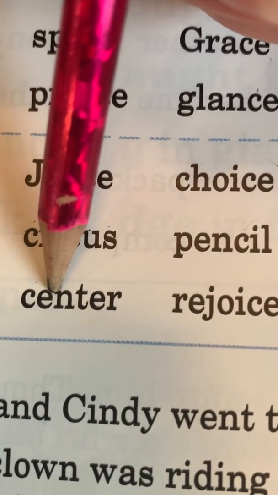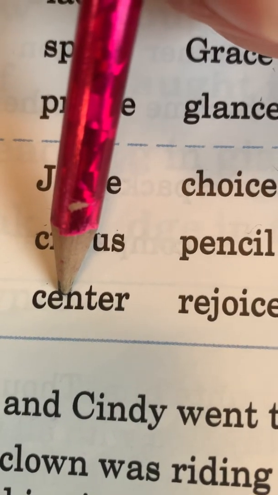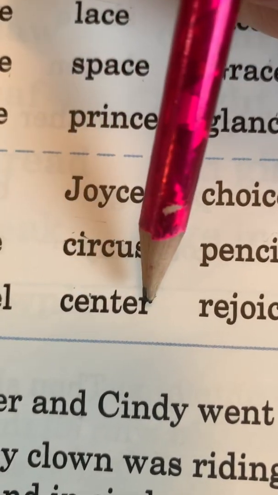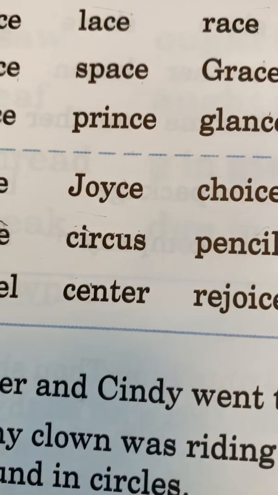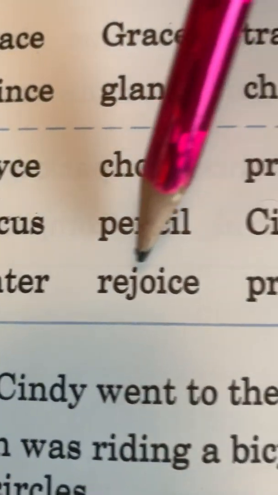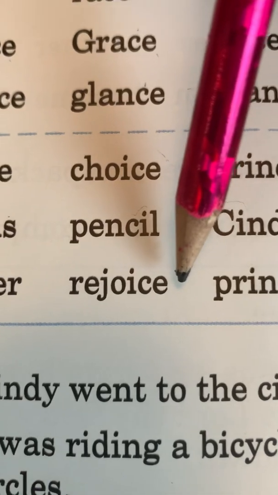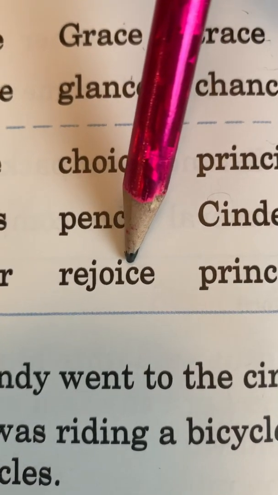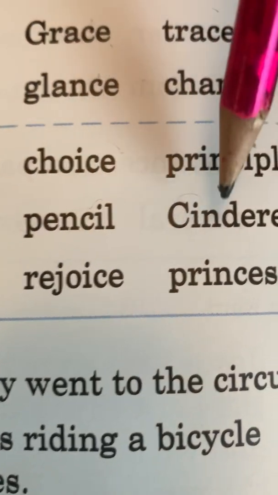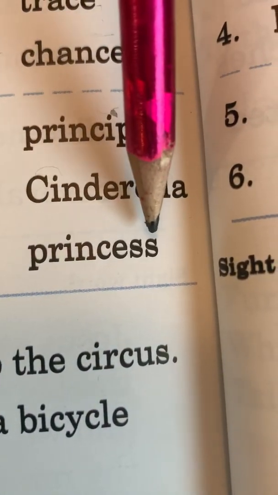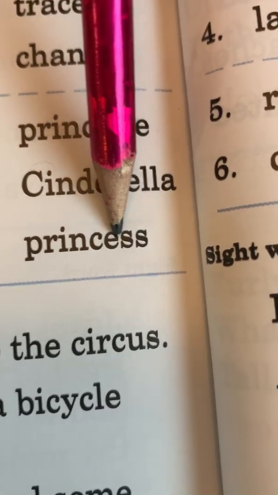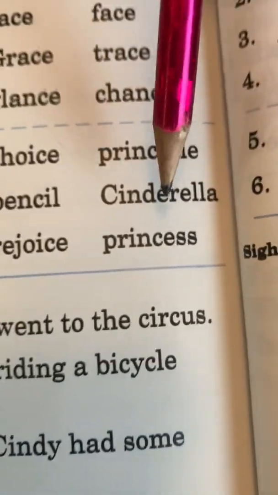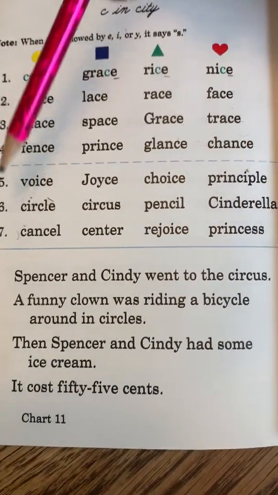This one's followed by an E. So what's it going to be? Soft or hard? It's going to be soft. Center, center, like the civic center or the center of the court. Rejoice, rejoice. Well, there's a C followed by an E again. So that makes it a soft C. Rejoice. And princess, princess. That C is followed by an E again. So that makes it a soft C. Princess.